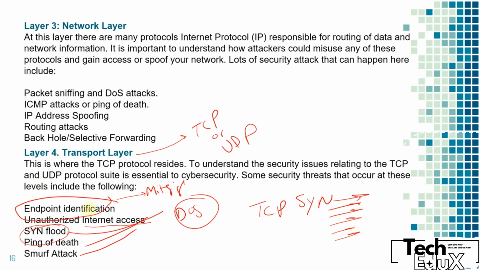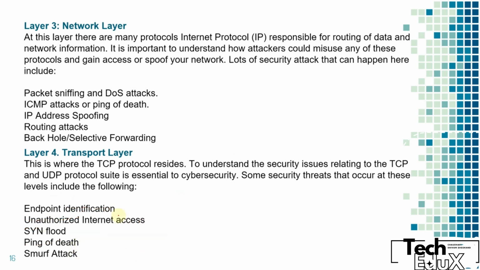Multiple TCP SYNs are sent to that server, ending up choking the bandwidth. Similarly, we can have unauthorized internet access. We have smurf attack, ping of death. You can read about all these attacks. By the way, these all happen at the transport layer.